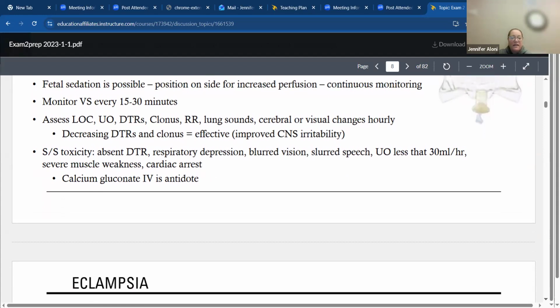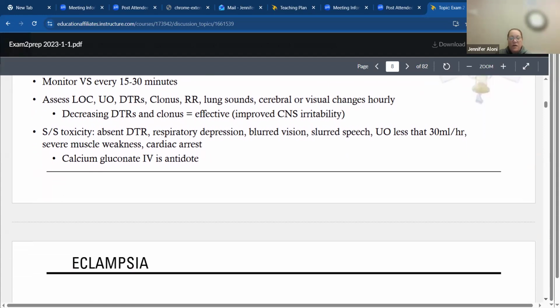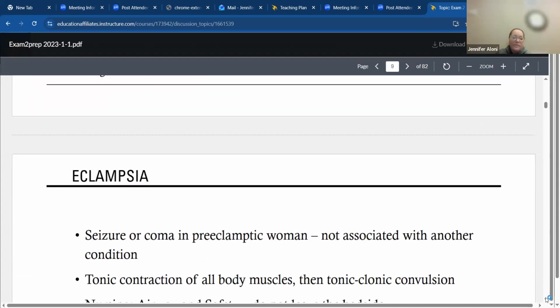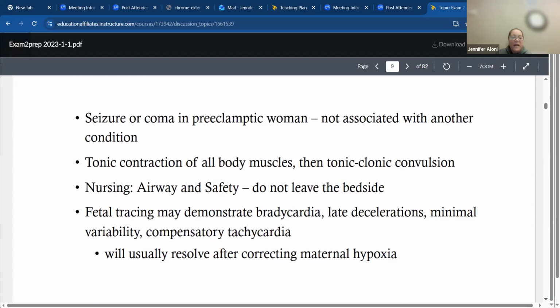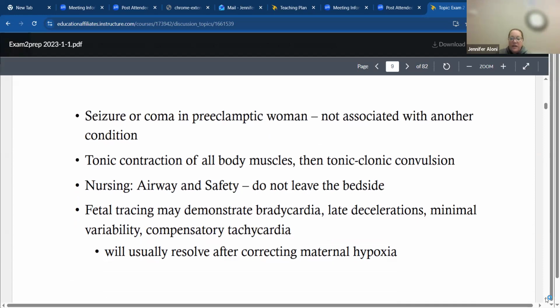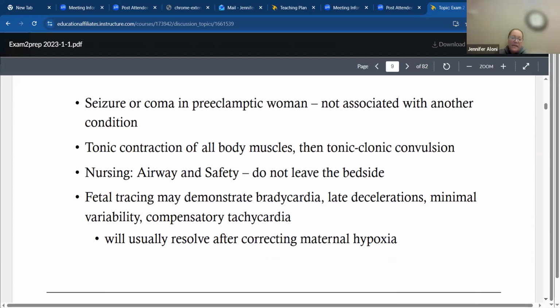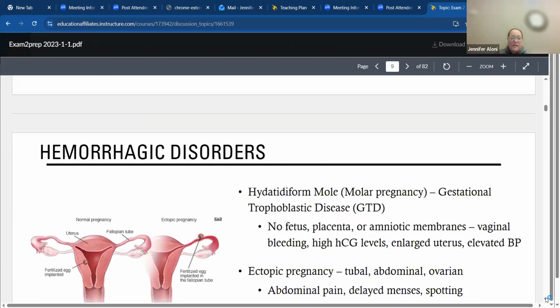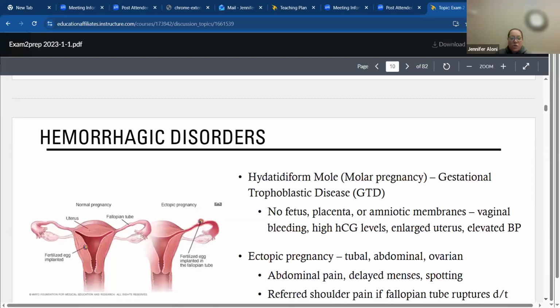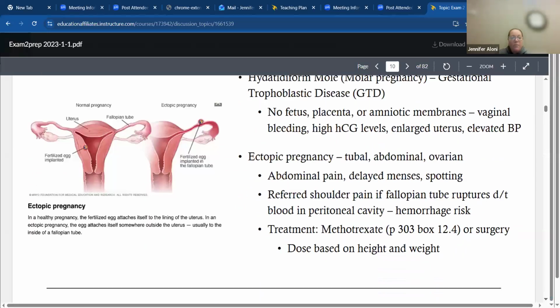Calcium gluconate IV is given antidotally if needed. Eclampsia is going to be those seizures that come if they're preeclamptic, and so we know we need to keep our airways and safety with our ABCs. We have some hemorrhagic disorders, so that's going to be like our bleeding.